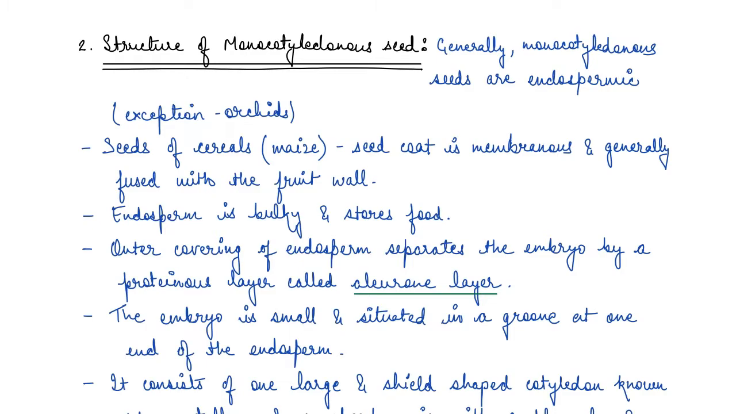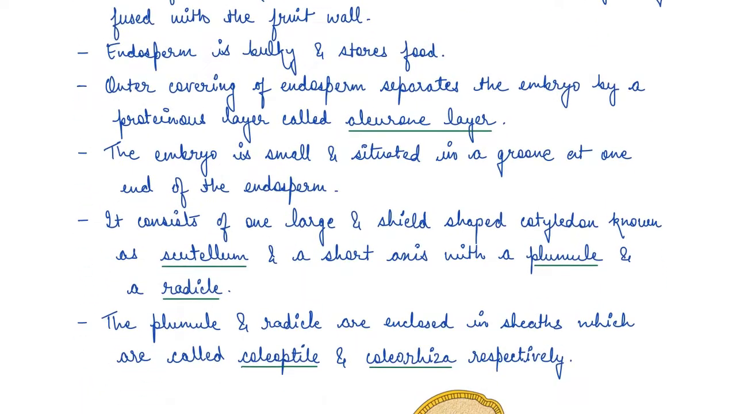And for example, in the seed of cereals like maize, the seed coat is membranous and it is generally fused with the fruit wall, right? The endosperm is bulky and stores food inside. Now the outer covering of the endosperm separates the embryo by a proteinous layer, and this proteinous layer is known as the aleurone layer. Now the embryo in a monocot seed is small and is situated in a groove at one end of the endosperm, right?